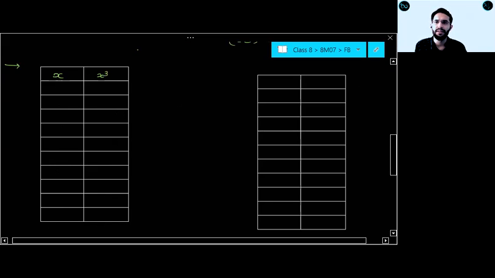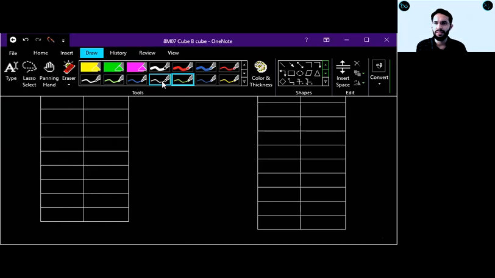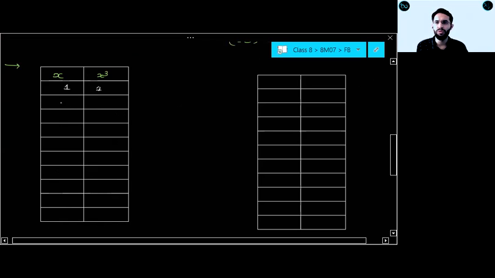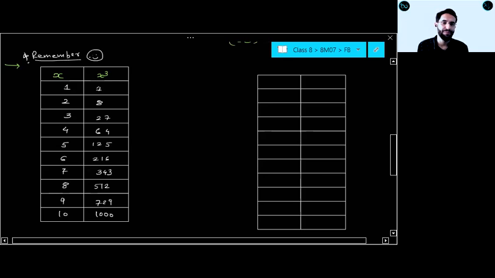Now tell me quickly, students, for 1 what should be our answer? Already we have done this. 1 cube is 1, 2 cube 8, 3 cube 27, 4 cube 64, 5 cube 125, 6 cube 216, 7 cube 343, 8 cube 512, 9 cube 729, 10 cube 1000. You have to remember and memorize this table, everyone, because it will be very helpful to you.